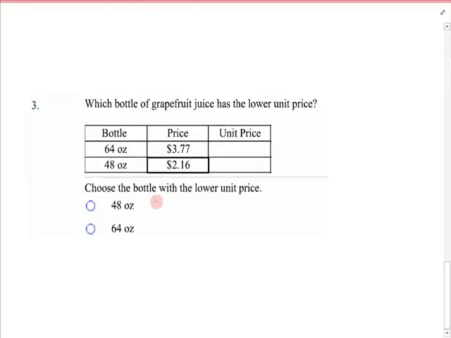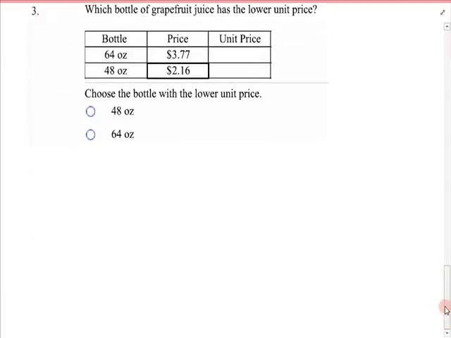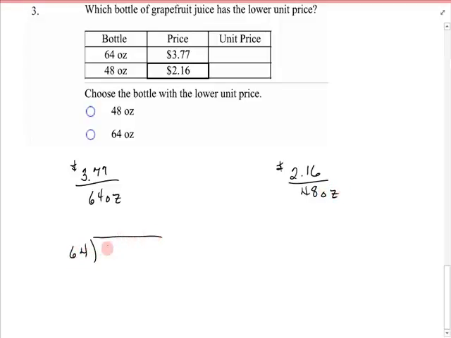In this one, it doesn't ask us for the answers to what is the unit price of each one. It just says which one has the lower unit price. So for the first one, it is $3.77 for 64 ounces. Remember, always money on top, compared to $2.16 for 48 ounces. So I'll divide 64 into 3.77 with the decimal.